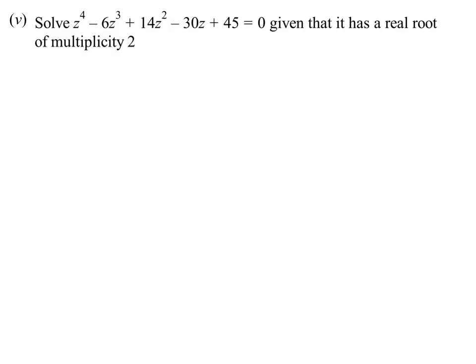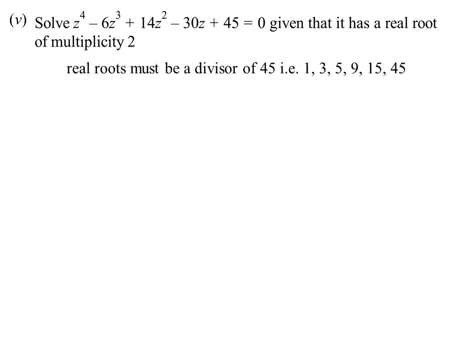Alright, let's do another quartic. This time the hint they've given me is that it does have a real root. Its multiplicity is 2. Here's all the things I can check. The real roots must be a divisor of 45. So it could be 1, 3, 5, 9, 15, 45, of course it could be negative any of those as well. Thank goodness it's monic. It's just a 1z to the 4, so I don't have to try all those fraction ones like I did before. It's just got to be one of those.